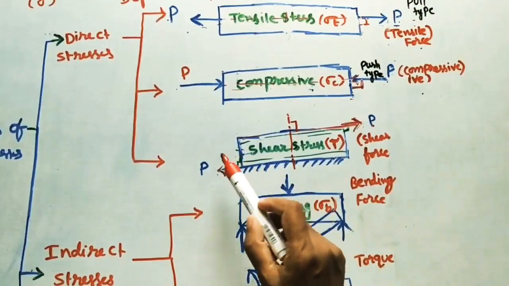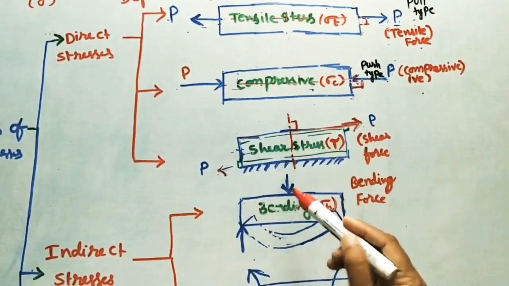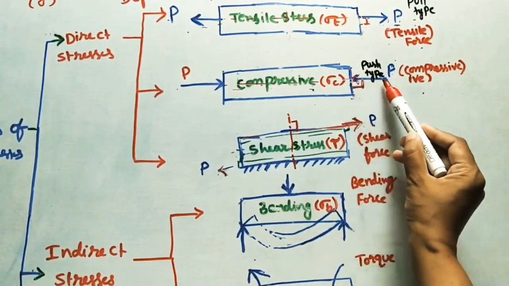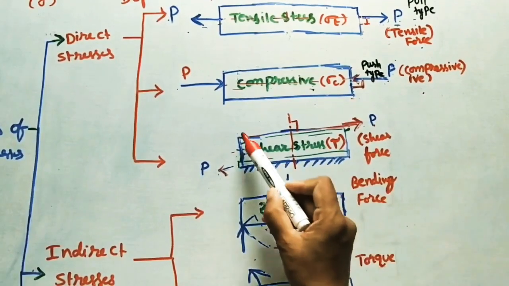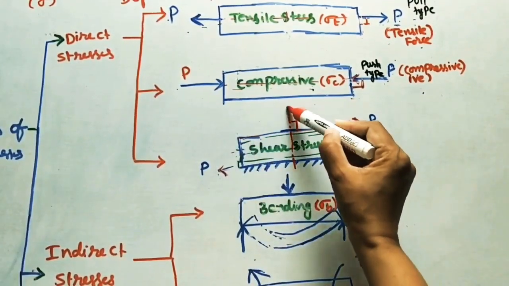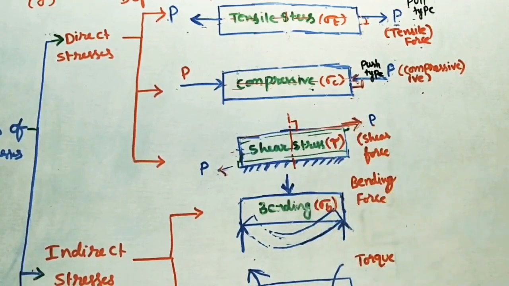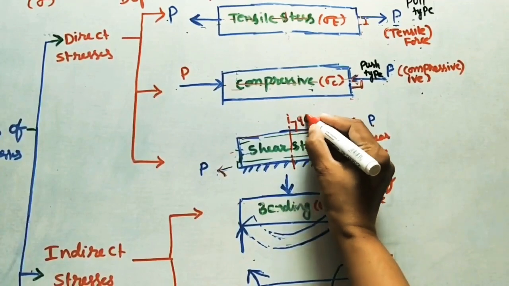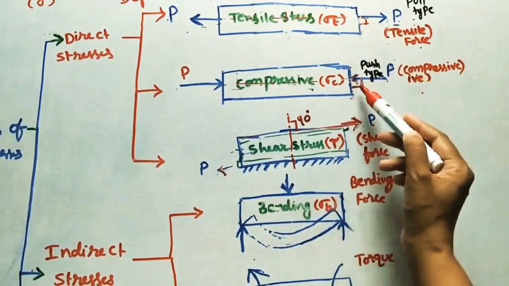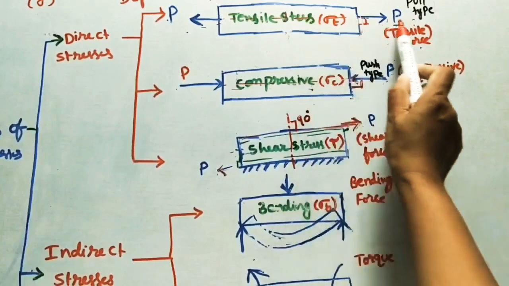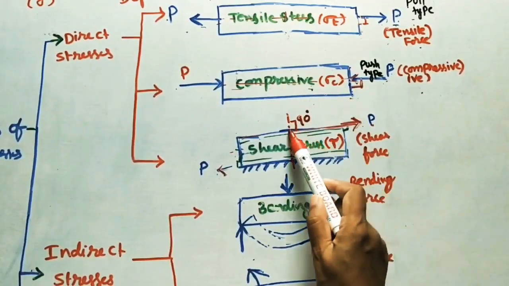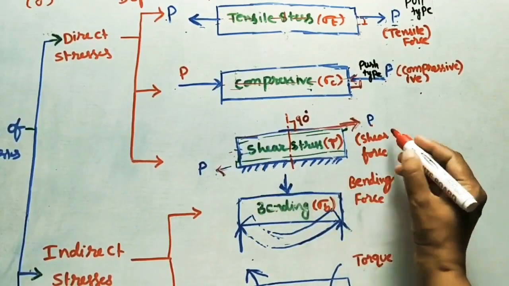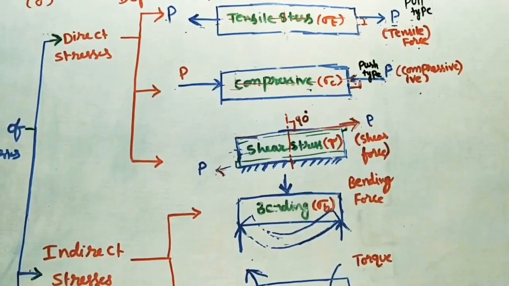Here, which axis we have to take? Horizontal axis or vertical axis? As I told initially, whatever surface we are taking, the axis should be perpendicular to that surface. Here we are taking this surface, so we have to consider this vertical axis, because surface and axis should be 90 degrees with each other. In the first two cases, forces are acting along the axis, but here force is acting perpendicular to the axis. So whatever stress is developed, it is the shear stress.